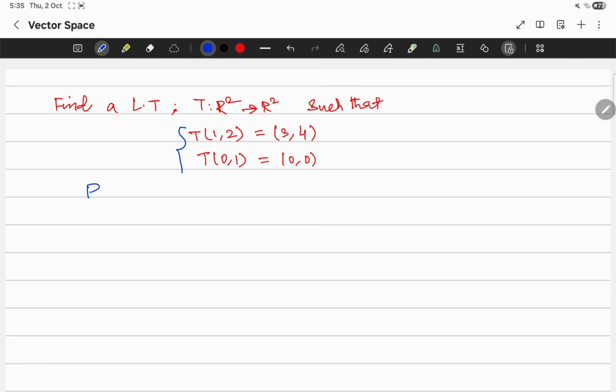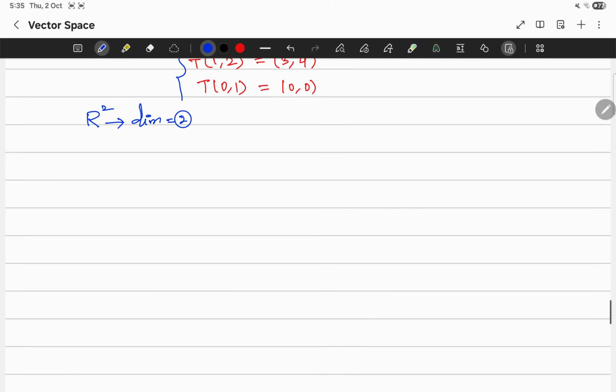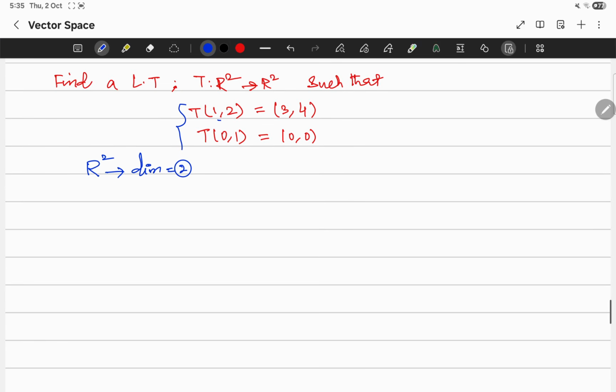As you have R2, it is a vector space whose dimension is 2. So we need at least two linearly independent vectors. So let's check the given vectors. That is 1 comma 2, which will be from the domain, and 0 comma 1 will be from the domain. So we will suppose S is equal to 1 comma 2 and 0 comma 1. Since we have given two vectors, let's make one matrix. It will be a 2 cross 2 matrix: 1, 2, 0, and 1.